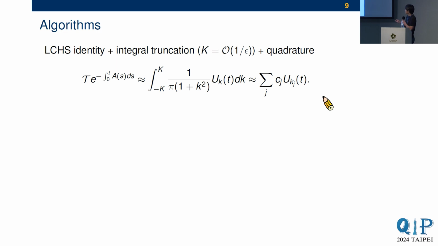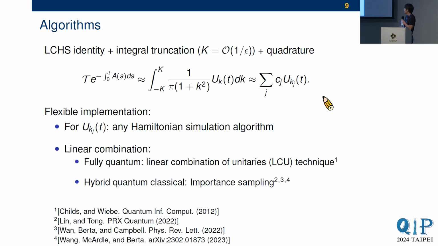We have this LCHS identity. We can implement an efficient quantum algorithm. What we do is truncate this integral to some finite range. The range needs to be chosen to be 1 over epsilon. The reason is the kernel decays a little bit slowly. It's 1 over k squared. And then you have many ways to implement it.